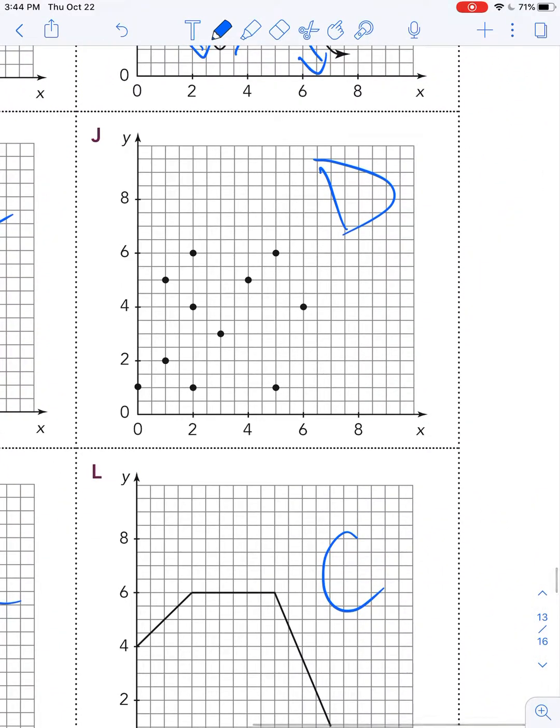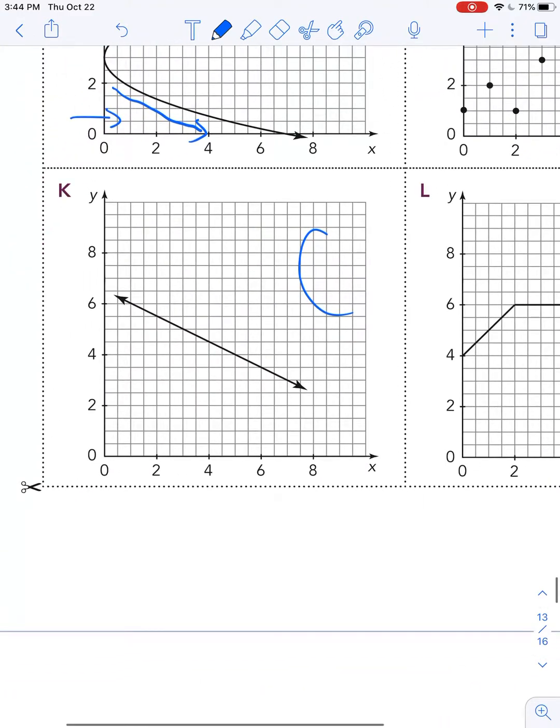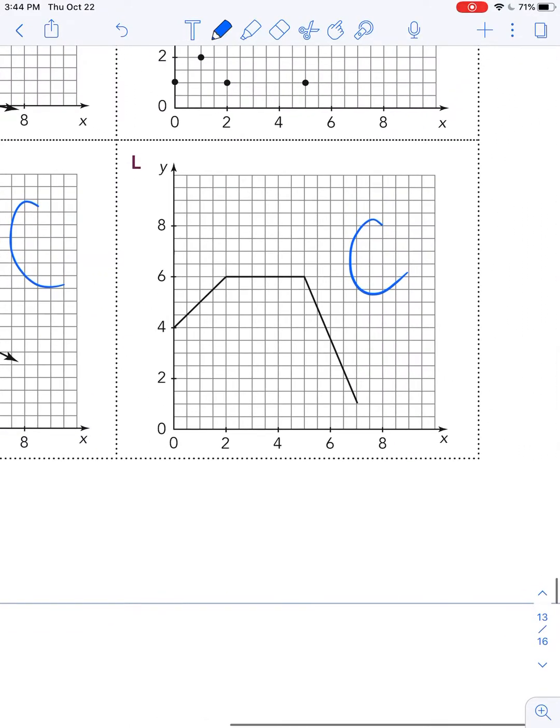Look at this one. It's got points everywhere. So again, this is a neither one. This one, look, it even shows it. This would be decreasing. And then look at this one. It increases, it stays the same, and then it decreases. So this is increasing, decreasing.